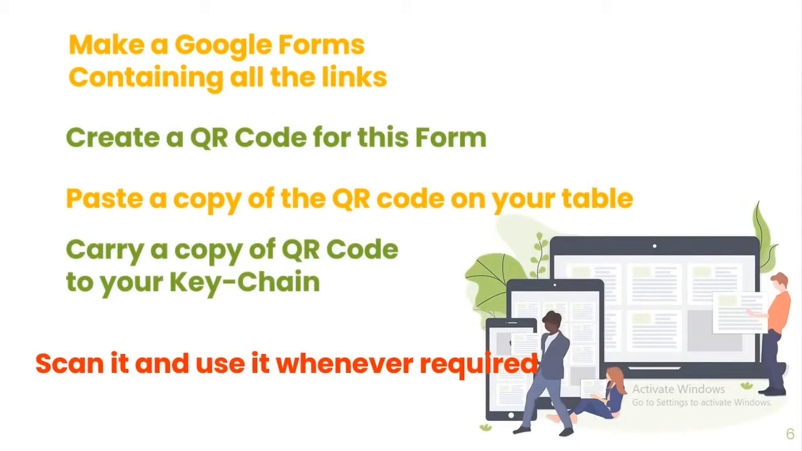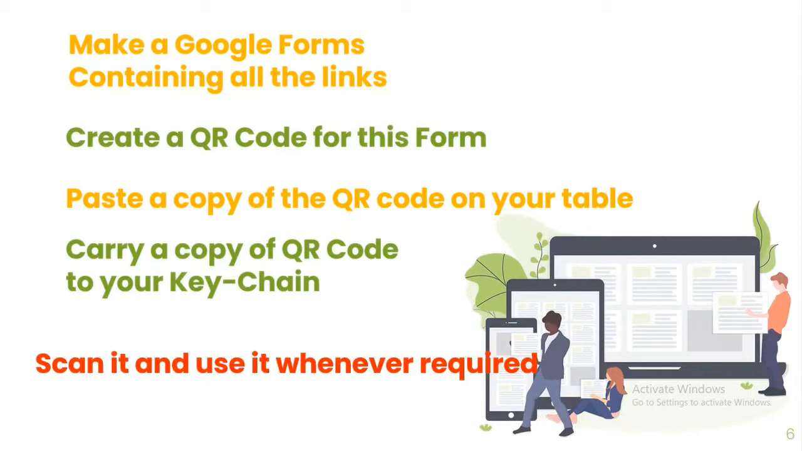So, a single point interface. Make a Google form containing all the links, and create a QR code for this form. Paste a copy of the QR code on your table, or carry a copy of the QR code, or attach a copy of the QR code to your keychain, etc. Whenever you want to access your office, we call it a digital office. Let's call it a digital office.